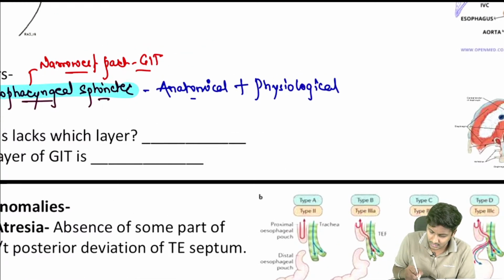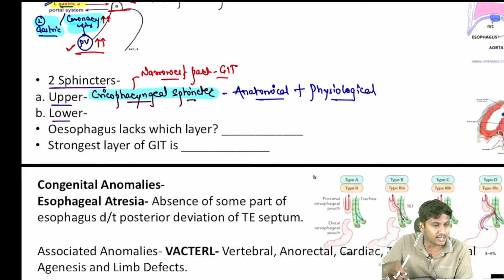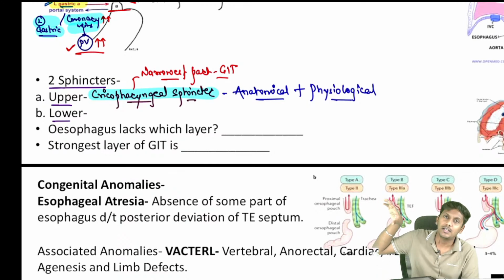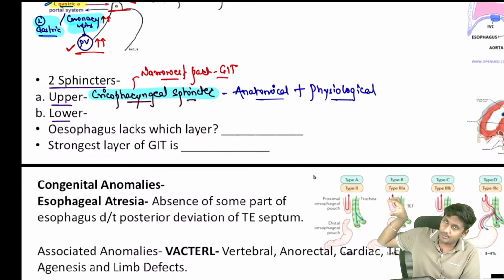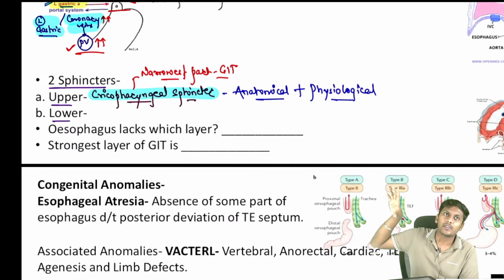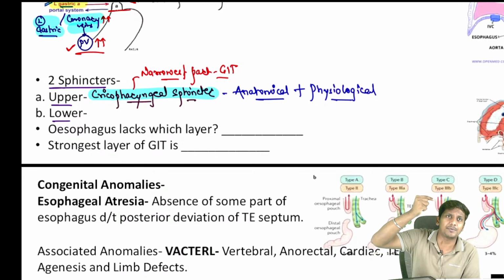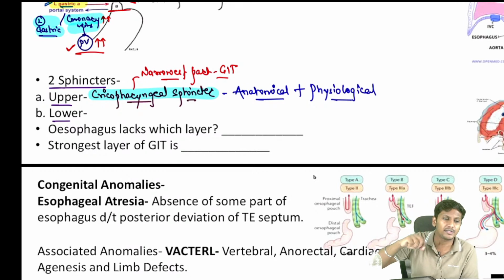Please remember बच्चे, the upper esophageal sphincter or the cricopharyngeal sphincter, definitely you have to remember it is anatomical as well as the physiological sphincter. Reason is, if there is anatomical narrowing, that is anatomical sphincter. If there is a muscle which contracts, and due to that there is increased pressure at that level, that is a physiological sphincter. यहाँ दोनों काम होते हैं. There is anatomical narrowing also and the muscle also which generates a lot of pressure.